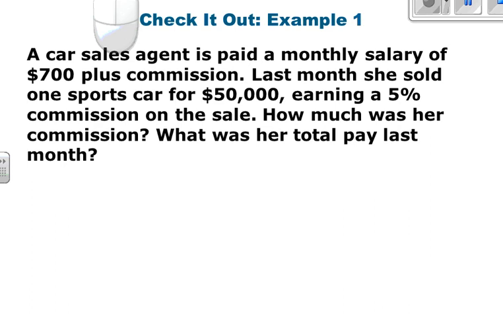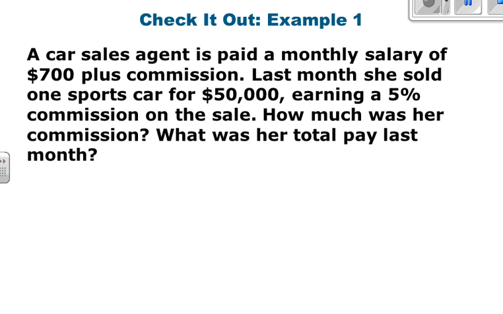So you can pause and try this one on your own. A car sales agent is paid a monthly salary of $700 plus commission. Last month, she sold one sports car for $50,000, earning 5% commission. How much was her commission? What was her total pay last month? So pause and solve this.